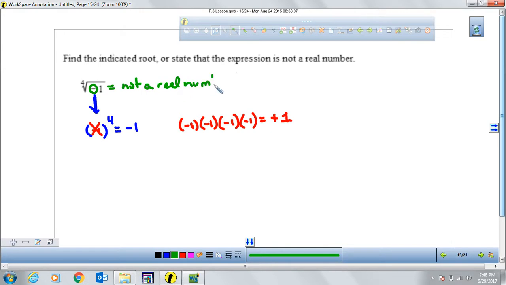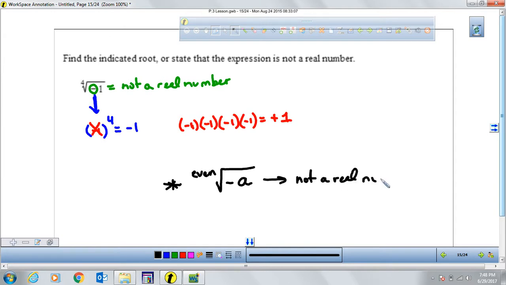So let's do a little summary of when the root is going to give me not a real number. Based on the two examples that I showed you with no real numbers, you can see that whenever we have a square root of a negative, it results in not a real number. Whenever we have the fourth root of a negative, it also results in not a real number. So as a fact, anytime I have an even root of a negative number, the answer is automatically going to be not a real number.